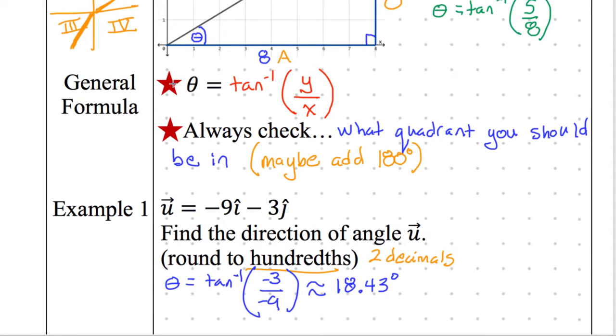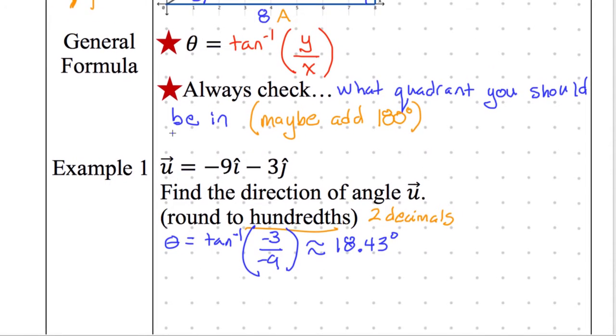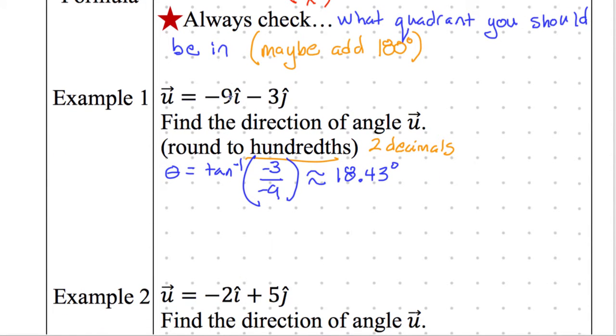Now, we just did that first star. We always need to do the second star. Okay, well, what quadrant were we in? -9, -3. What quadrant is that? That's the third quadrant, I agree. Is 18 degrees in the third quadrant? No. So that means we need to add 180. And you can write that in the notes. Should be in quadrant 3. You can circle it.